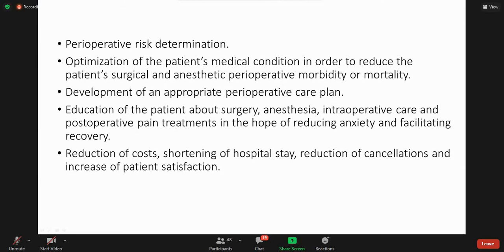So somebody was telling about the risk of the surgery. Perioperative risk is also determined in the preoperative assessment. We optimize the condition of the patient, such as if the patient comes with high blood pressure or uncontrolled blood sugars, we'll have to optimize the patient before the surgery.